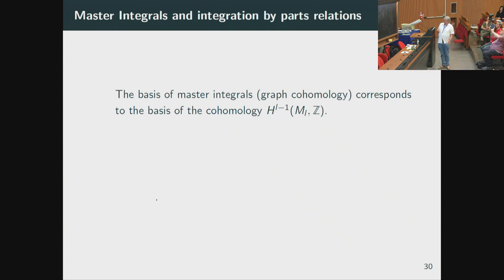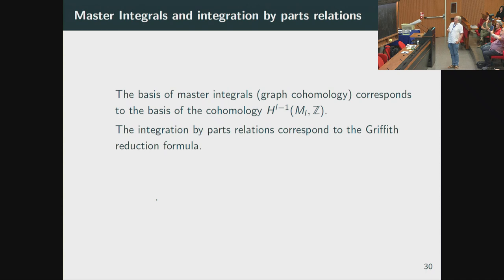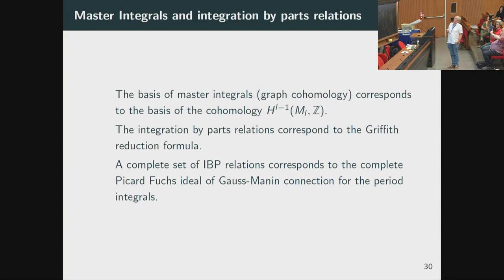And of course, the integrands of the master integrals are sort of what they call the graph cohomology. So it's a cohomology of the graph, and it's basically the cohomology of a Calabi-Yau for this banana graph. But in general, it's more complicated. So this is, so to say, the dictionary. The IPP is called for integration by parts relations. This corresponds to the Griffiths reduction method, and then a complete set of IPP relations corresponds to the complete Picard-Fuchs ideal in the case of this banana graph. So that is very powerful.